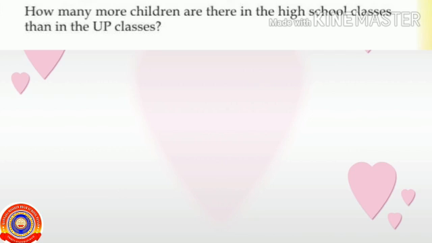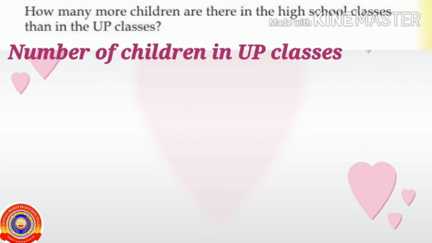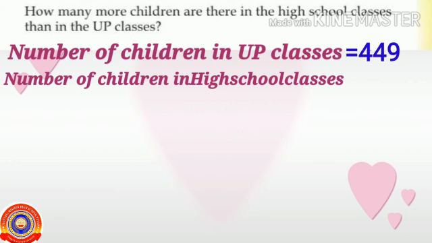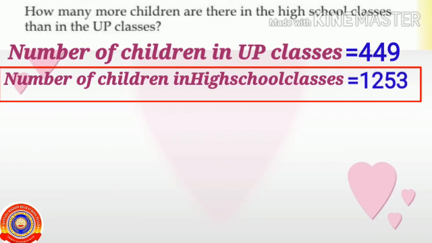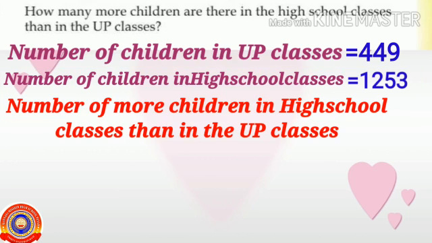How can we find? Listen, UP classes have 449 children and high school classes have 1253 children. Which classes have more number of children? Yes, high school classes. So, to find out the more number of children in high school classes, subtract 449 from 1253.